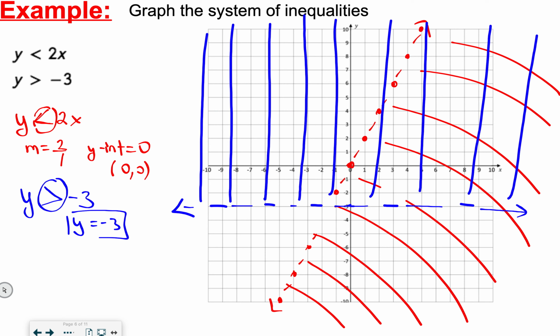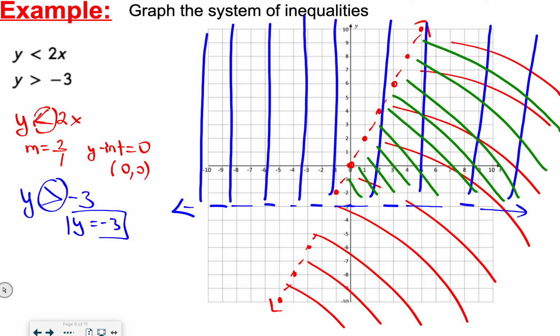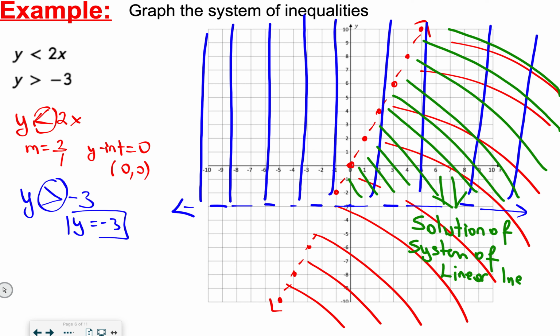And which part is overshaded? Here. This part is overshaded. This green area is the solution of the system of linear inequalities. This is the answer.